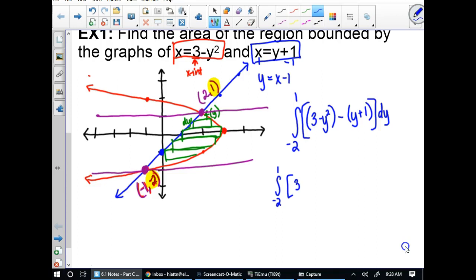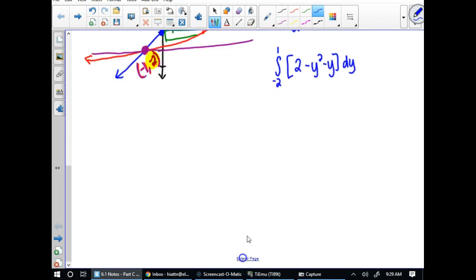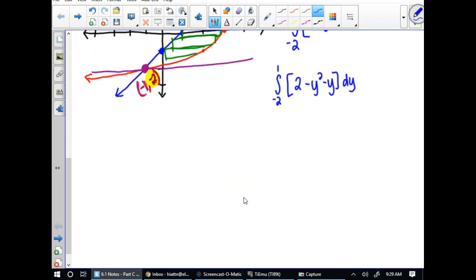3, well, let's go ahead and put everything together. So you're going to have that 3, and you're going to have to subtract that 1, so you'll get 2 minus y squared minus y dy. And then that'll give you 2y minus 1/3 y to the third minus 1/2 y squared. And we will evaluate that from -2 to 1.